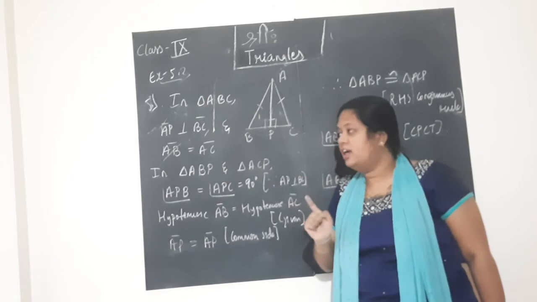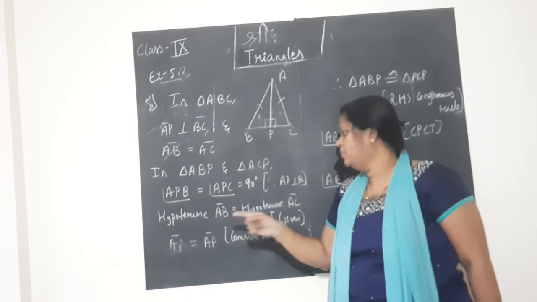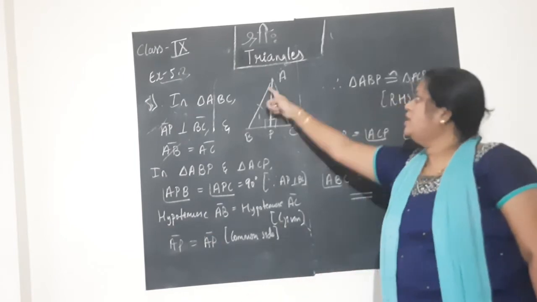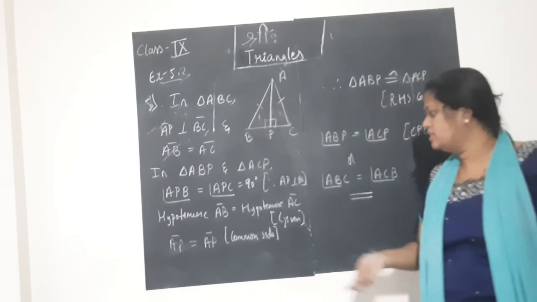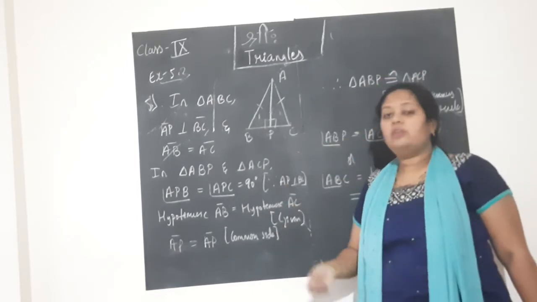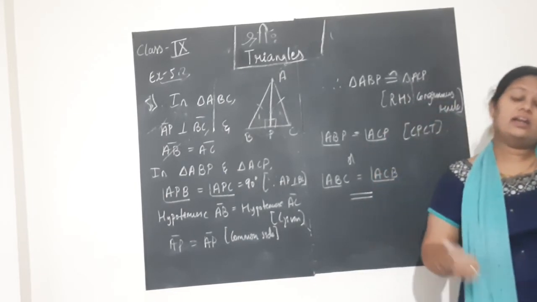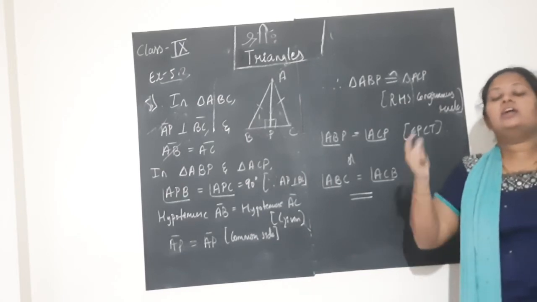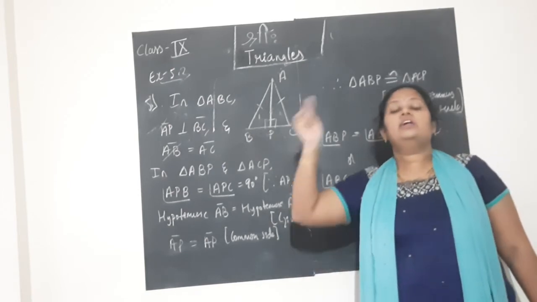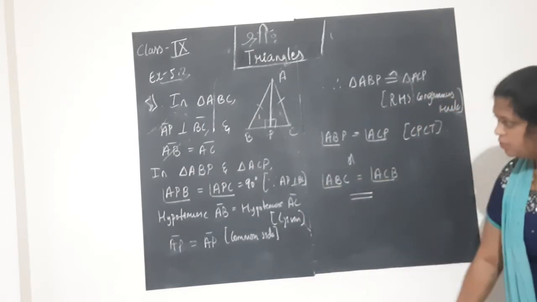So we are proving, children, one angle and hypotenuse are equal. So hypotenuse AB equals hypotenuse AC. It is given. Now AP is the common side for both the triangles. So AP equals AP. Therefore, by RHS congruency, what did we prove? In one right angle triangle, the hypotenuse and one side, if equal to the hypotenuse and one side of the second triangle, then those two triangles are congruent to each other by RHS congruency. Therefore, that is what we proved there.